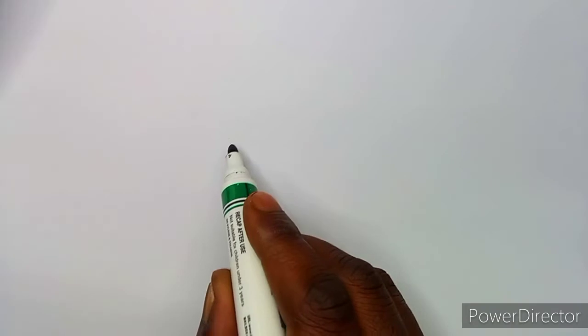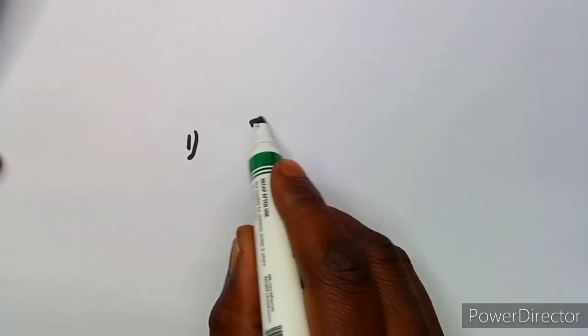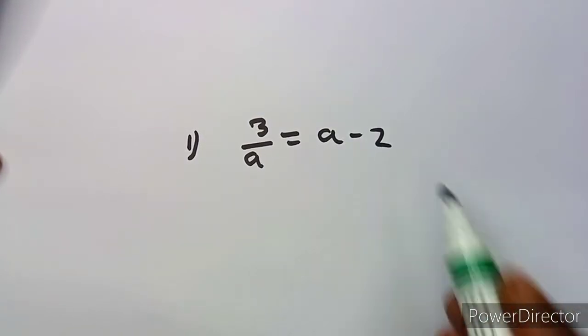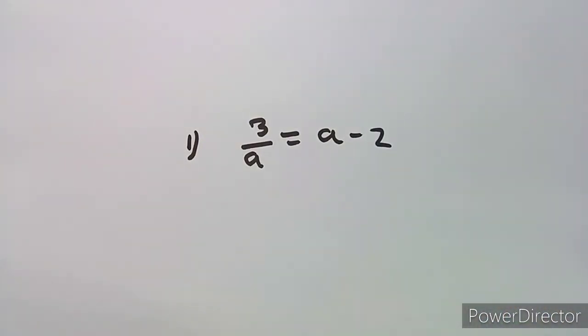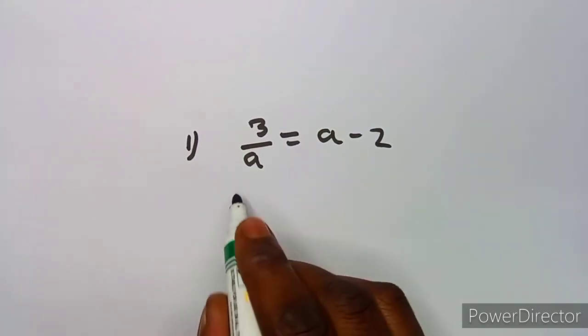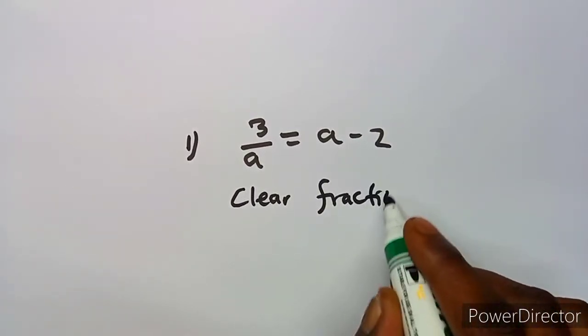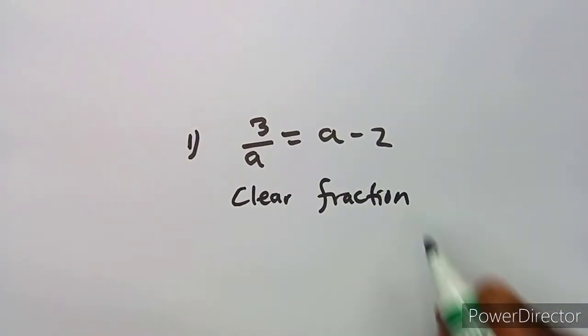Let's start with the first one, number 1, which is 3 over a equal to a minus 2. In order for you to solve this type of equation, you have to remove the fraction. That's the first thing. You have to clear the fractions. So how do I actually clear fractions? Because that is what you're asking yourself in this case.